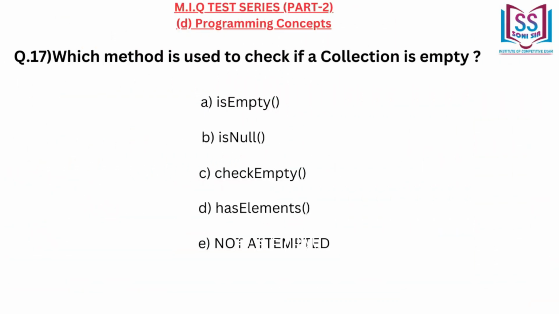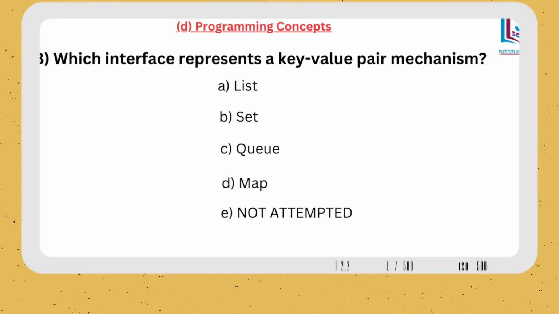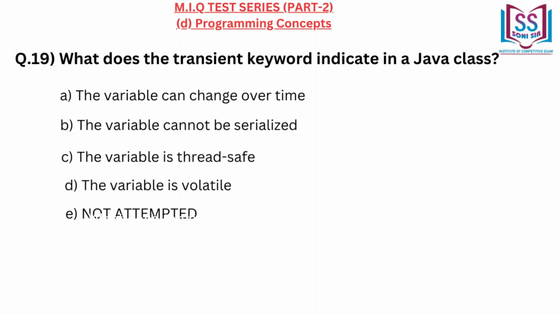Which method is used to check if a collection is empty? A. Is empty. B. Is null. C. Check empty. D. Has elements. Which interface represents a key value pair mechanism? A. List. B. Set. C. Queue. D. Map.